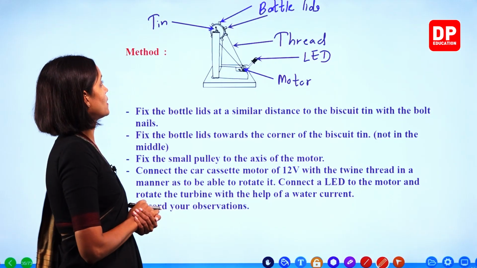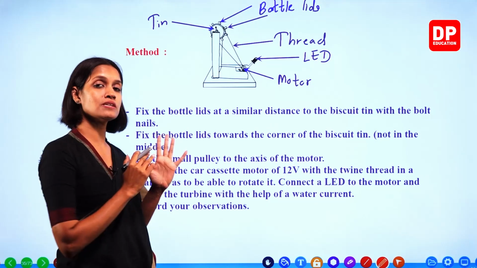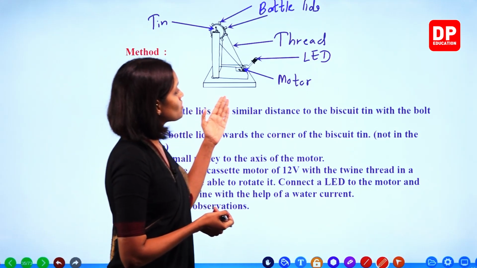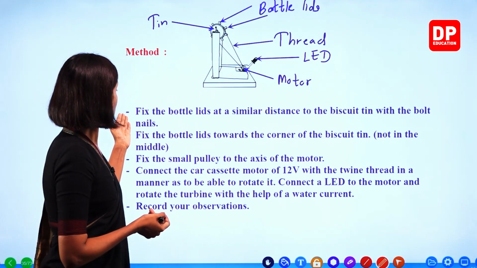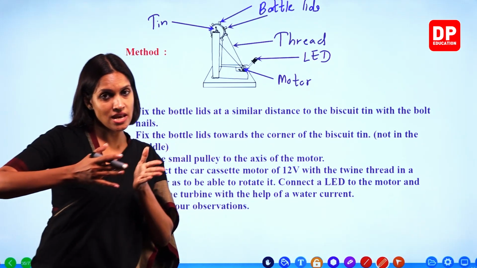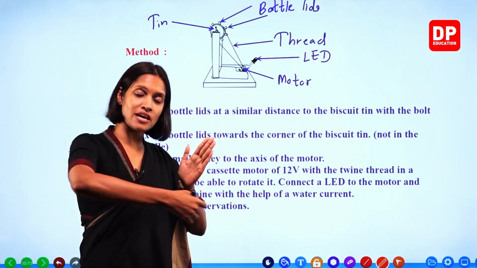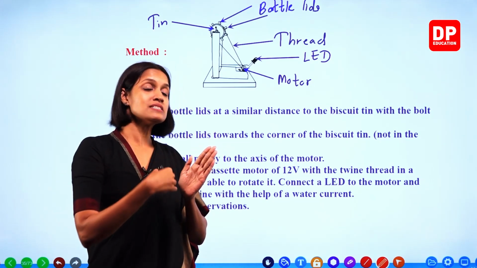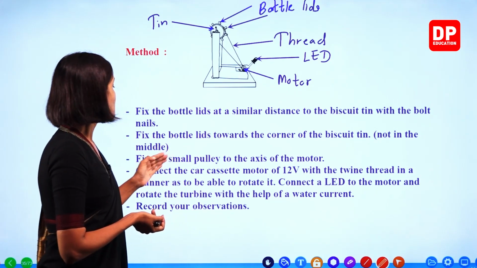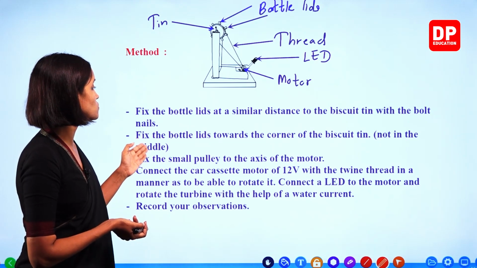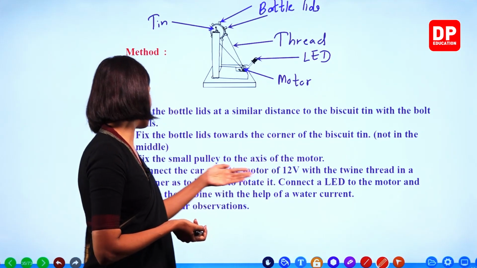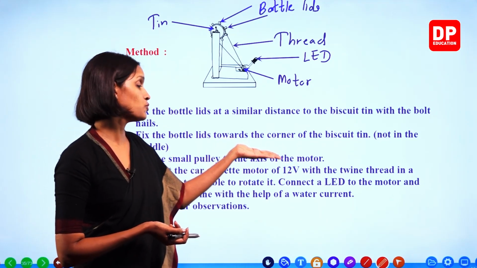Right, children? Okay. This setup is quite similar to the setup we made earlier. Fix the bottle lids at a similar distance to the biscuit tin with the bolt nails. Fix the bottle lids towards the corner of the biscuit tin, towards the side only, because from the other side, we have to fix the thread. Okay? So, fix the small pulley to the axis of the motor. Connect the car cassette motor of 12 volts with the twine thread in a manner as to be able to rotate it. Connect an LED to the motor and rotate the turbine with the help of a water current.